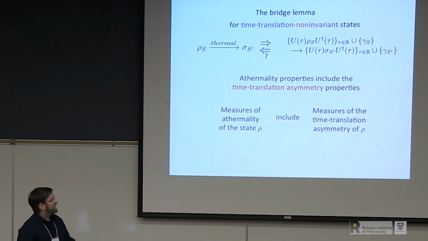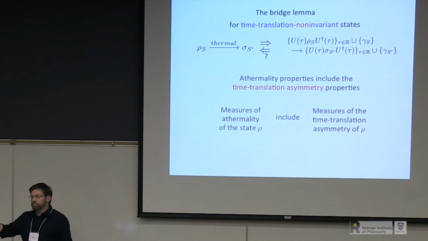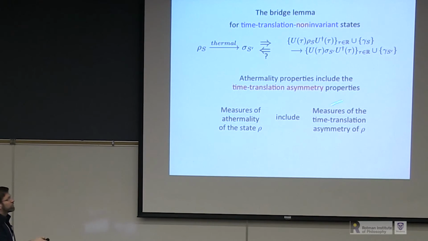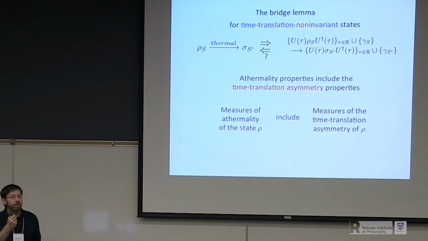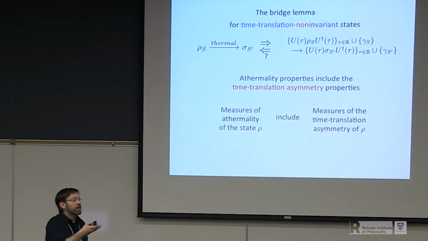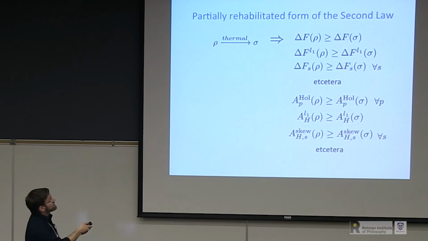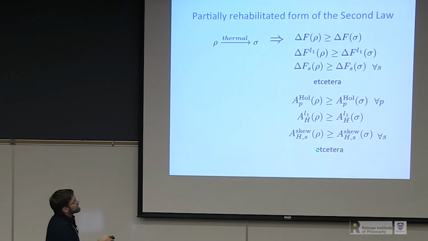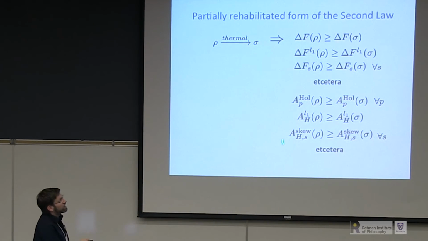So in particular, any measure of time translation asymmetry of rho, so I already showed you a whole bunch of measures of asymmetry for any group. You can work that out for time translation asymmetry. They are also measures of the athermality of the state rho. If you give me a state and it's not time translation symmetric, then it's clearly not a thermal state. It must deviate from thermal, so I can measure its deviation from being thermal in terms of these. And so I can now add to this list of measures a bunch of these measures of time translation asymmetry, and they are also necessary conditions on this thing being possible. So this is an extra rehabilitation of the second law, these kinds of constraints.